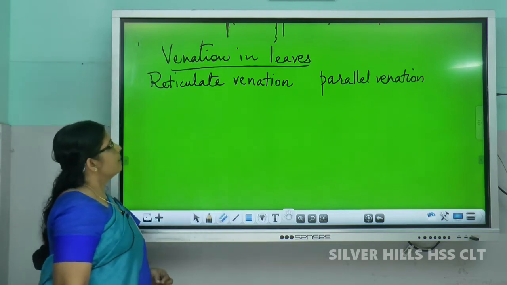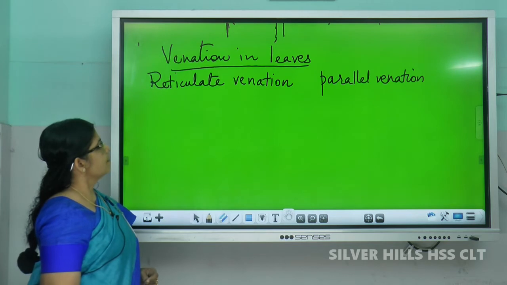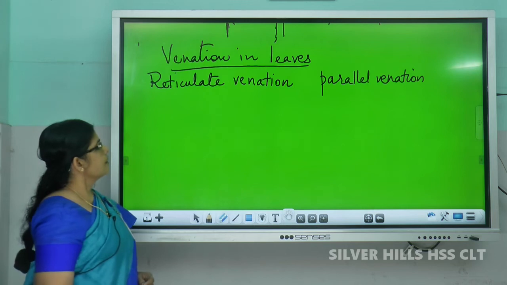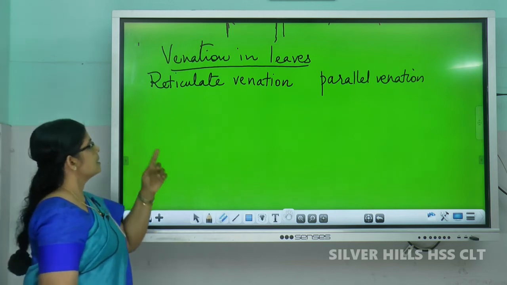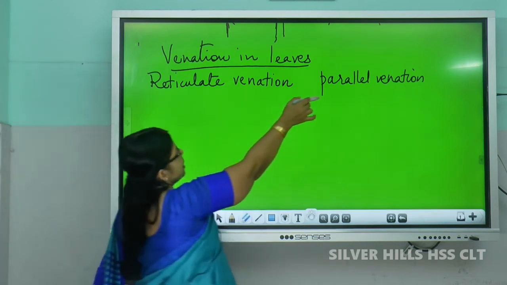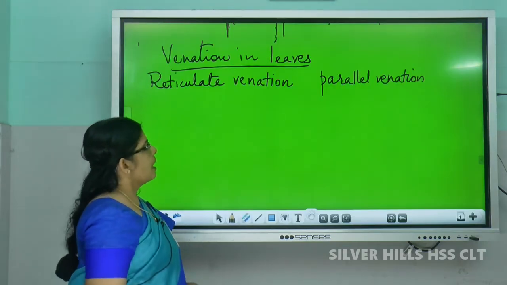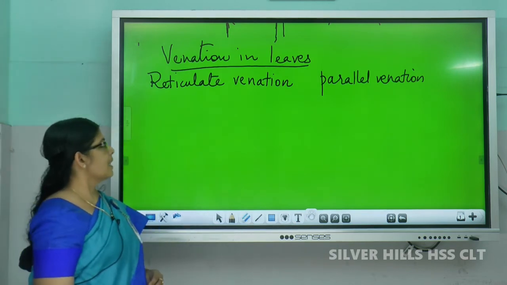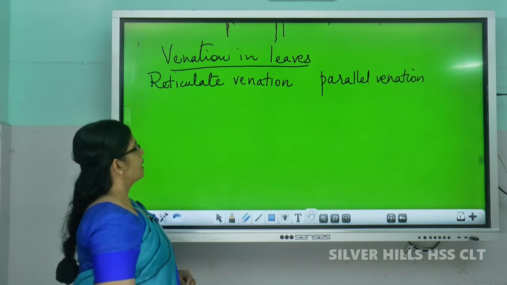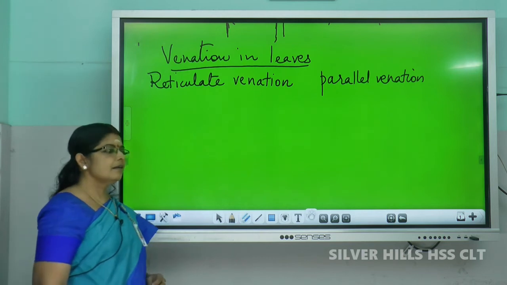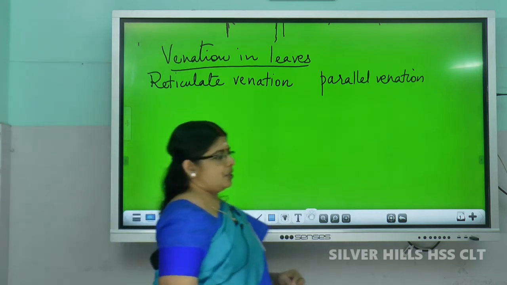Example, plants like tulasi, then mint, trees like jackfruit, mango tree, papaya, neem tree, all these have reticulate venation in leaves. And another type of venation, parallel venation. In parallel venation, the veins are arranged parallel. For example, in plants like paddy, sugarcane, then grass, bamboo, arecanut, etc., you can see parallel venation.